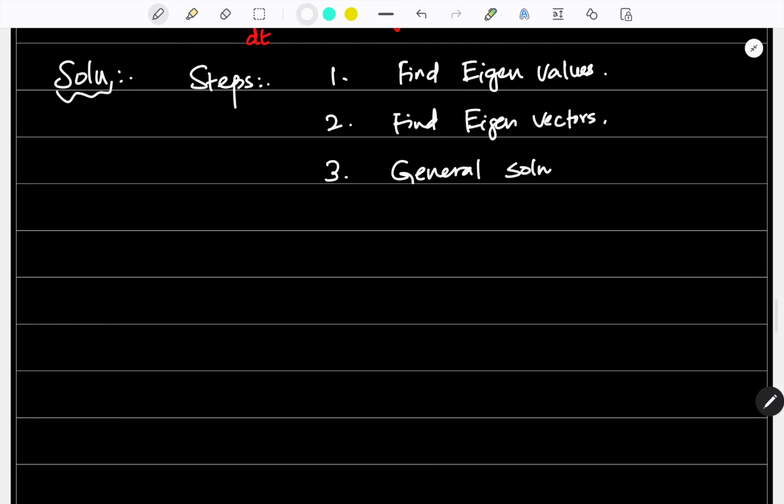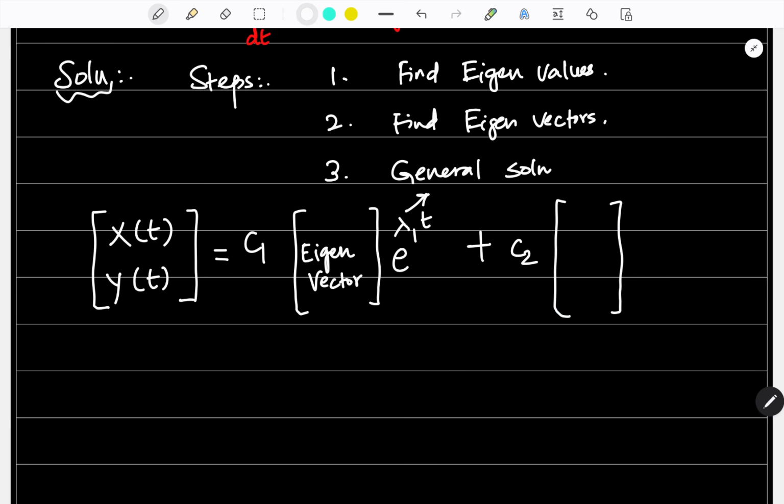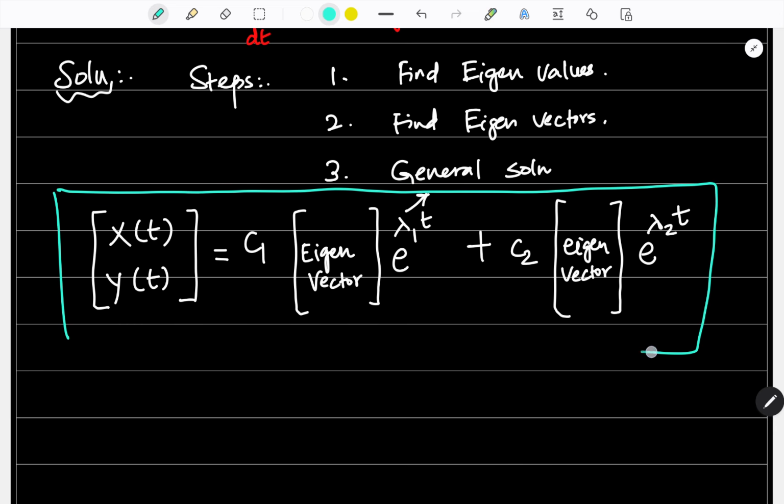How are you going to write the general solution? Let me write it in a matrix model. X of t, y of t equals C1 times the eigenvector, which is a non-zero column vector, times e to the power lambda 1 t, where lambda 1 is an eigenvalue, plus C2 times the other eigenvector, a column vector, not a matrix, times e to the power lambda 2 t. You have to memorize this. There is no other option. This is the formula to find the general solution.